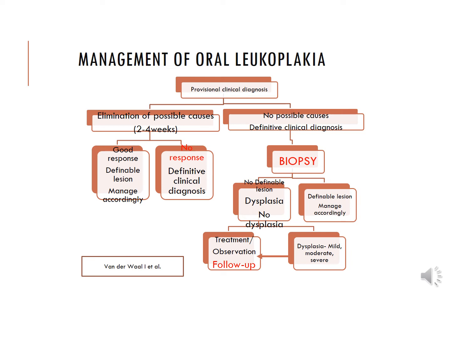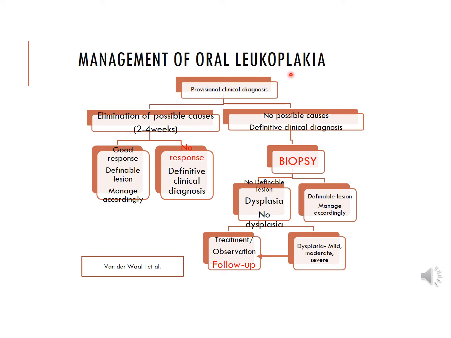So this flowchart is very commonly used. This is by Van der Waal, which gives you an idea of how to actually manage oral leukoplakia or manage a white lesion. Now this is a very skeleton framework of the table. If you are given a scenario or asked a question, how would you treat or manage a white lesion, then you might want to make changes accordingly and modify this table.